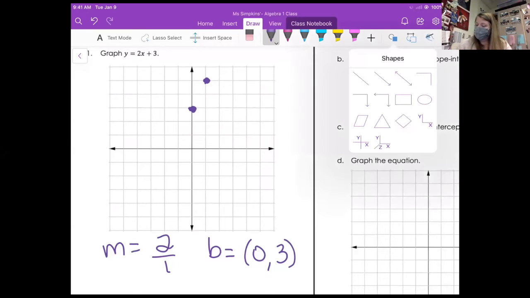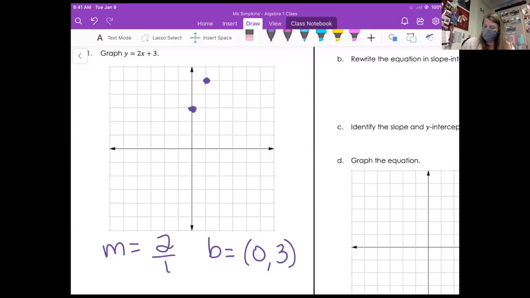When you draw your line, obviously use your ruler and extend the line, because this can go on forever in both directions, and make sure that you draw arrows. So make it longer than just connecting the 2 points, and then make sure you put arrows on both sides.